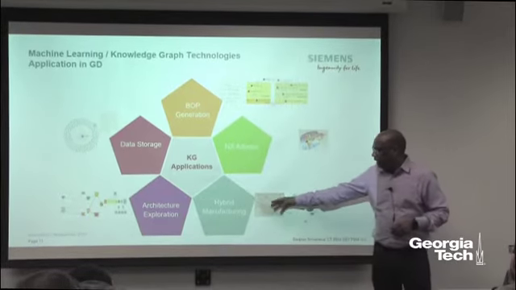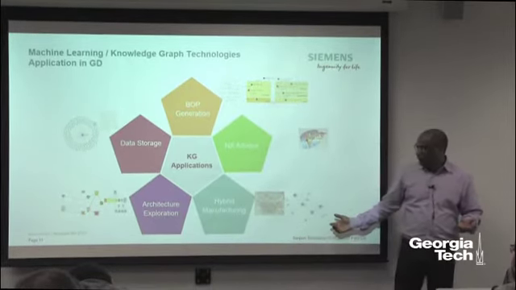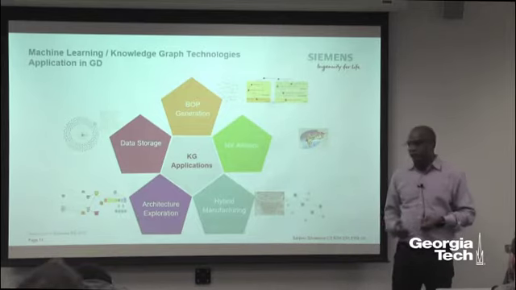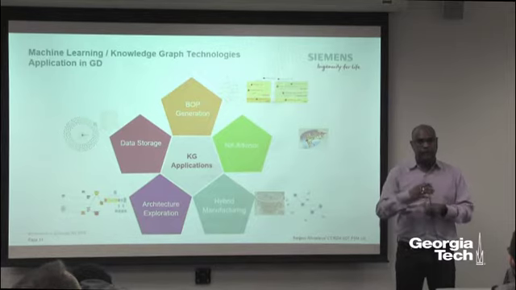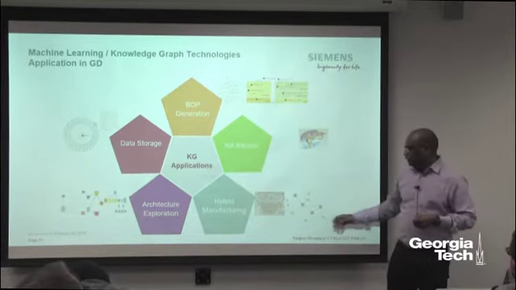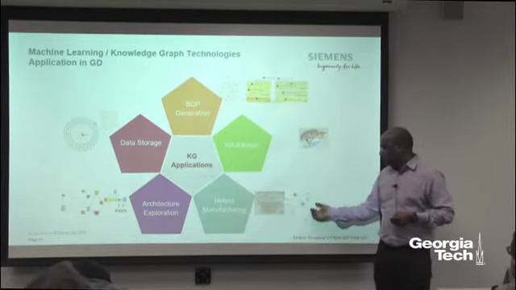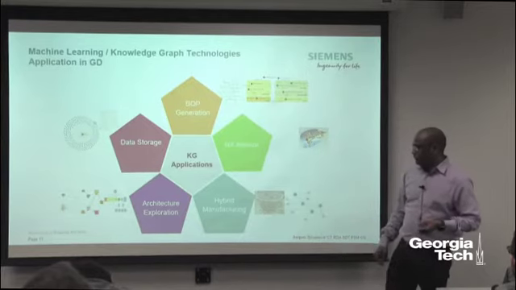Then we have hybrid manufacturing, as I talked about. The goal there was that if you have both subtractive and additive machines, how can you manufacture a part using a combination of these machines, right? So we embed all the knowledge into what we call a design graph to achieve that.